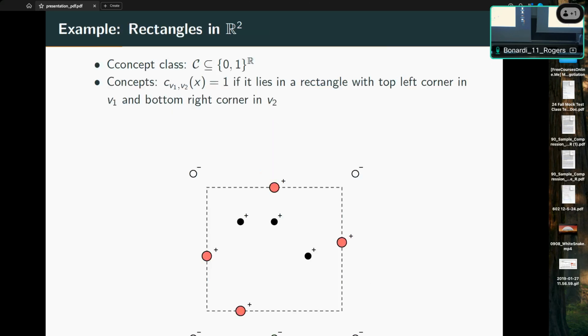Yeah, so I'll go through a few examples. Rectangles in R2. Your concept class can be the concept of rectangles, so it's 1 if it's inside the rectangle, 0 if it's outside. Here's an example data set. You have positive points and negative points. And there's a compression scheme of size 4. It's to take the uppermost, lowermost, leftmost, and rightmost positive points, and then consider the bounding box of that. Everything inside the bounding box should be labeled positive, and everything outside should be labeled negative.